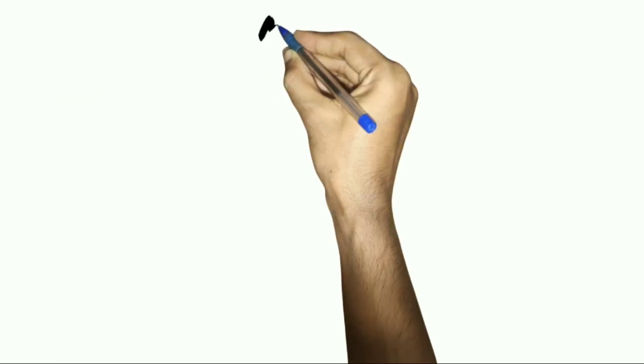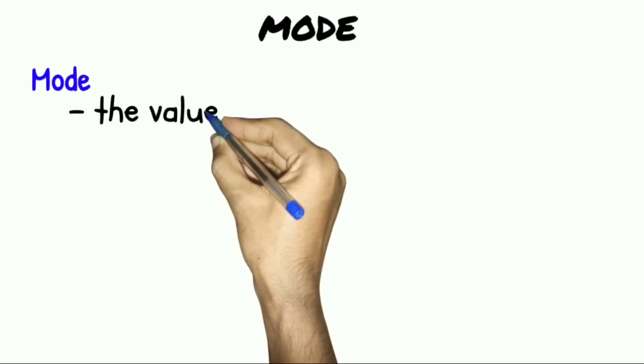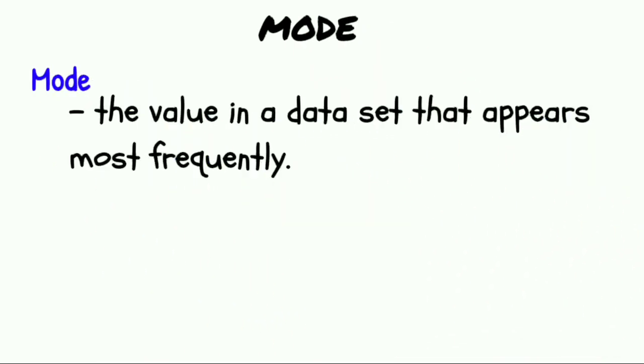Next, let's proceed to the mode. The mode is the value in a data set that appears most frequently. For example, in the data set of 1, 2, 2, 3, and 4, the 1 appears only once. The 3 appears only once. And the 4 appears only once. But the 2 appears twice. Therefore, the mode is 2.